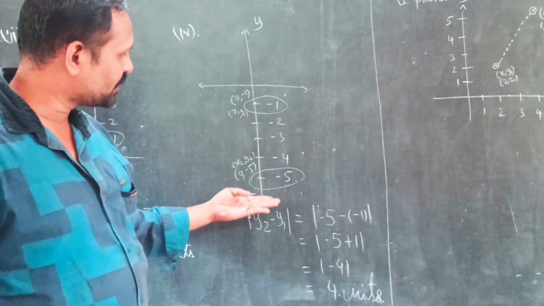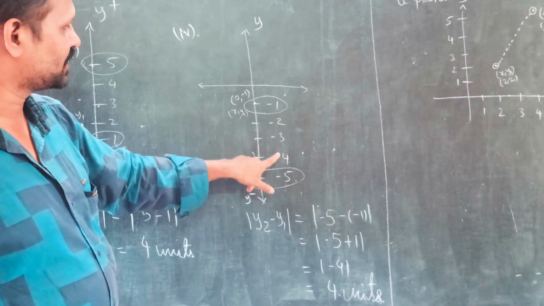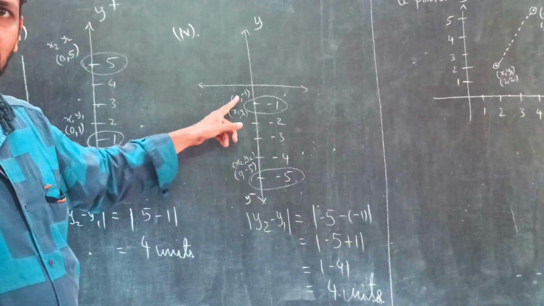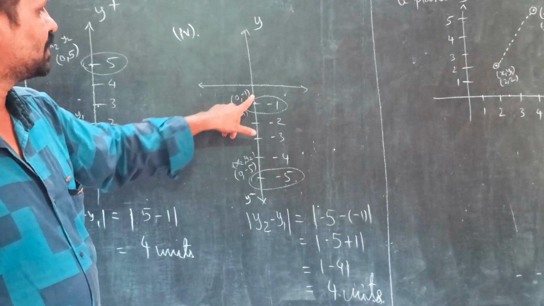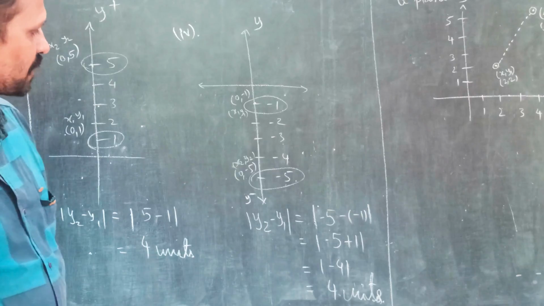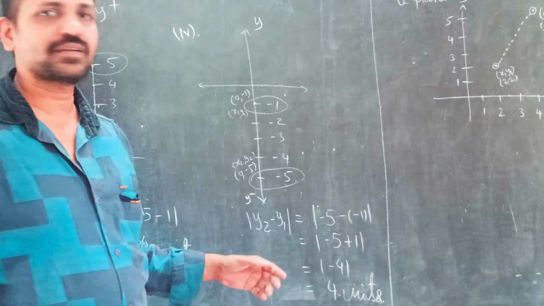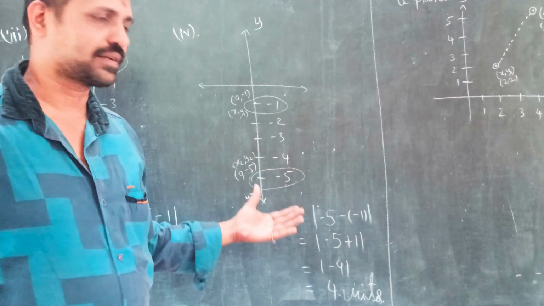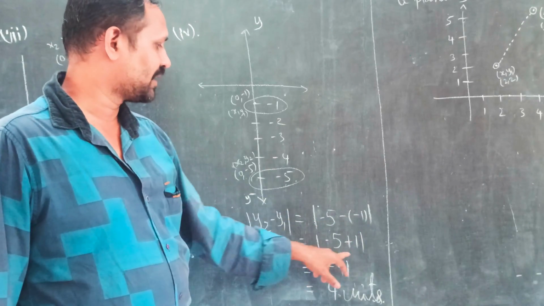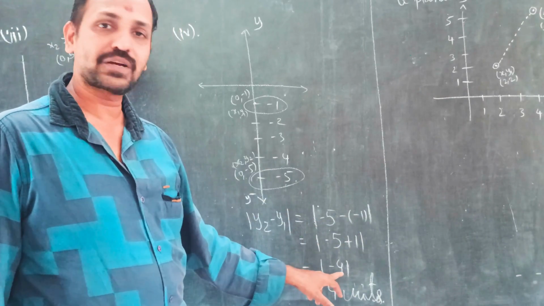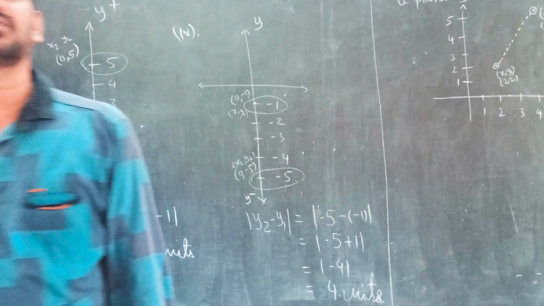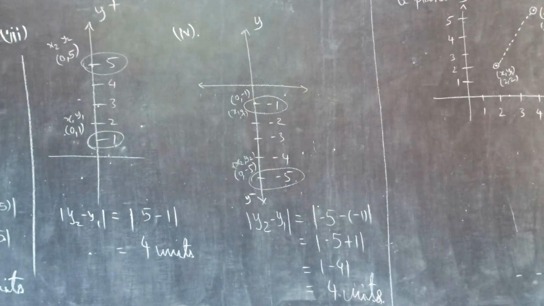If it is in negative part of y-axis, it will be minus 1, minus 2, minus 3, minus 4, minus 5. Let us assume we take 2 points, 0, minus 1 and 0, minus 5. So the distance will be y2 minus y1 because the point is on the y-axis. So minus 5 plus 1 becomes minus 4. Because it is modulus, we write as 4 units. Okay. So this is very simple way of finding the distance.